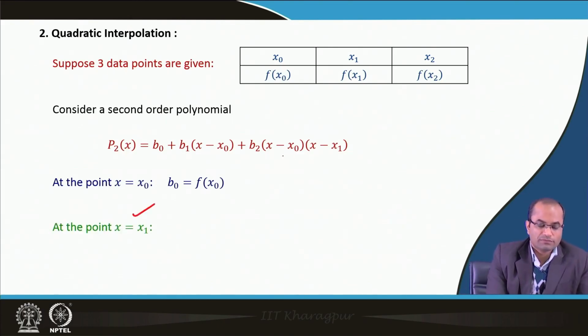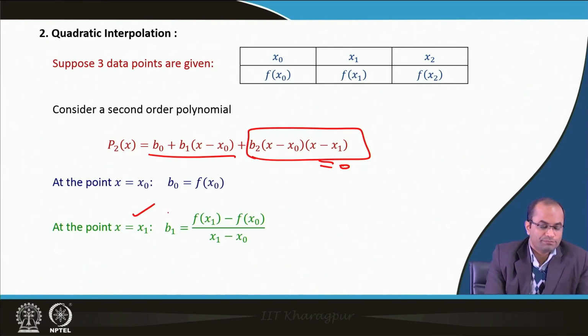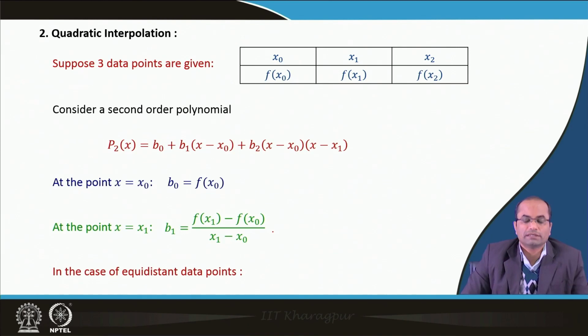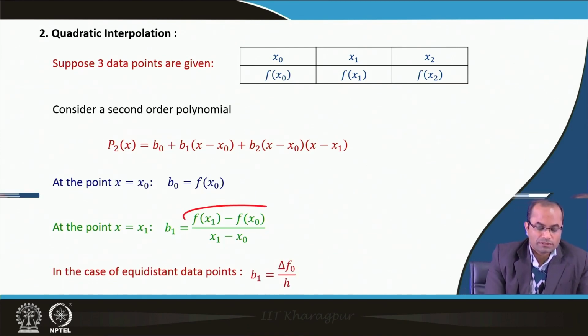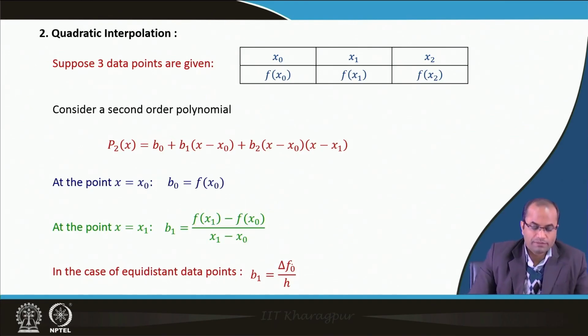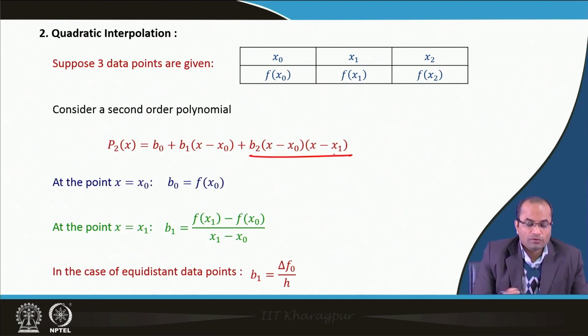So, x is equal to x 1, if we put this term will become 0. So, we have only the first 2 terms there. From there we can just compute this b 1. So, b 1 will be f x 1 minus b naught, which is f x 0, over x 1 minus x 0, and in case of the equidistant data points which we are considering, this is nothing but the delta f naught and then this is h. So, b 1 we have got now, delta f 0 over h, and now the b 2.